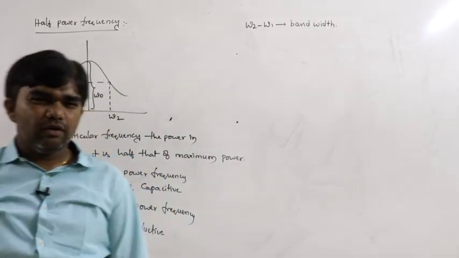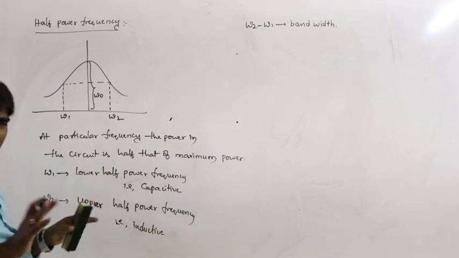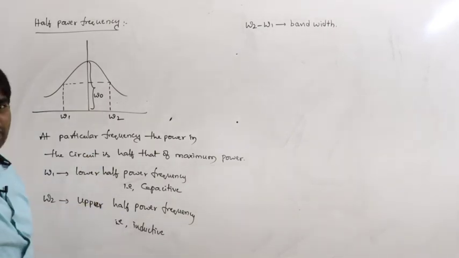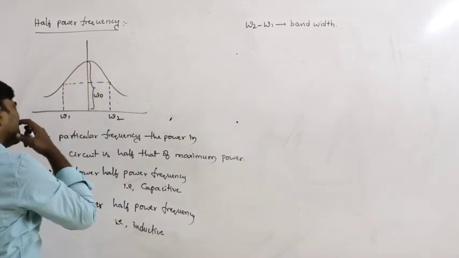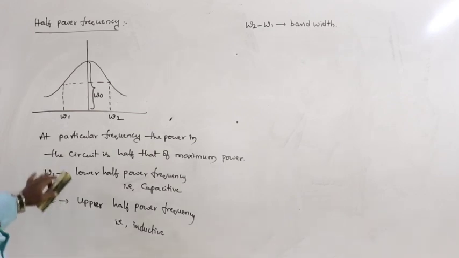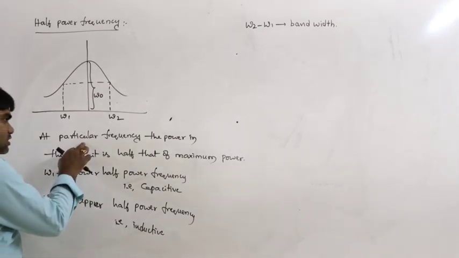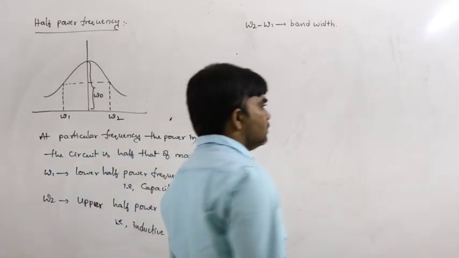Omega 2 minus omega 1, that means upper half power frequency minus lower half power frequency, the difference of those two is called the bandwidth. So if you tune between these two, at a particular condition we have the maximum frequency. So that is the situation. Half power frequency: at a particular frequency the power in the circuit is half that of the maximum power.